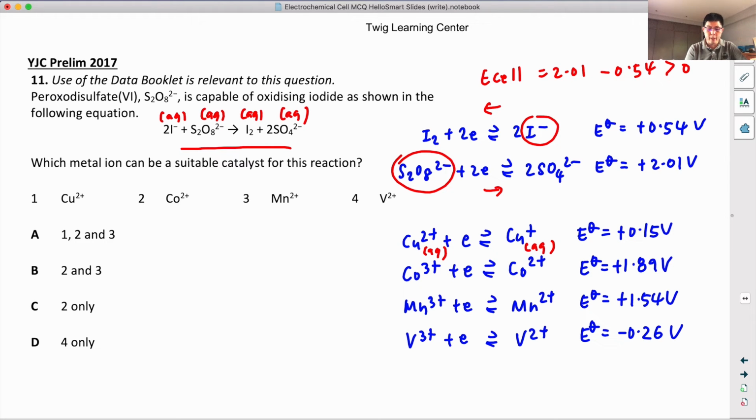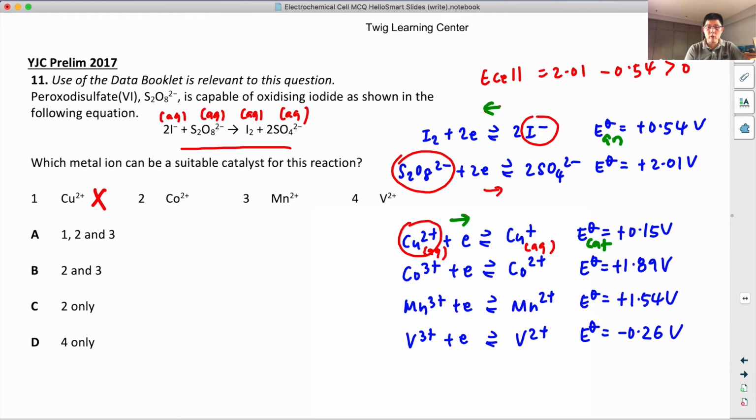Okay, let's see how it works. If I use copper 2 plus as a catalyst, copper 2 plus will be reduced, all right? And I minus will be oxidized. So you calculate your E cell, right? This is my E cathode, and you take this as the E anode. You'll notice that the E cell will be negative, which means the reaction cannot even take place. So I'm going to say this is definitely 100% wrong. Okay, let's try the next one.